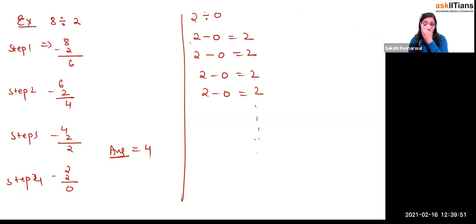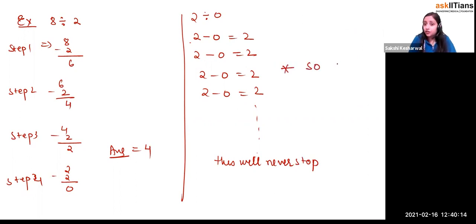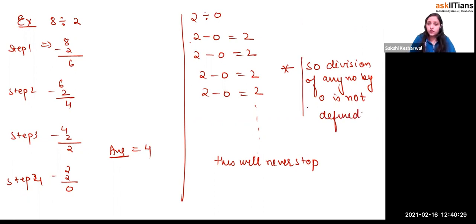So there is no step that will stop at 0 and give you the answer. So will this stop? This will never stop. So what is the important point we learned? Division of any number by 0 is not defined, because we don't have any defined answer. This is a really very important point. Please keep this in your head and write it down.